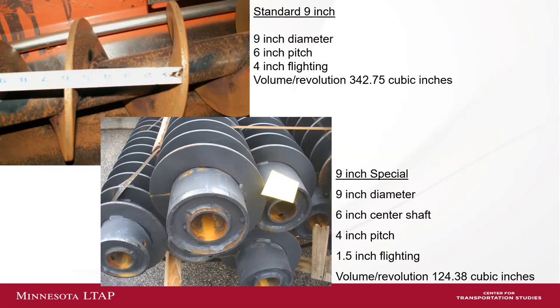So these still have a 9-inch diameter. So it takes up a good portion of that sander box. But notice that it has a 6-inch center shaft. So that takes up a lot of room. It's only a 4-inch pitch from one flight to the next. It's only 4 inches instead of the 6. And the flighting, depending on the brand you buy, is either 1.5 inches or 2 inches high. So they're delivering a lot less material per revolution. You can see these special augers deliver 124 cubic inches per revolution. So it's about a third of what the old-fashioned augers deliver. So this is something to consider.